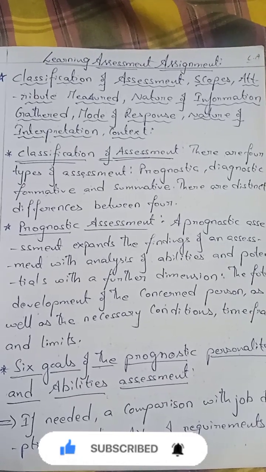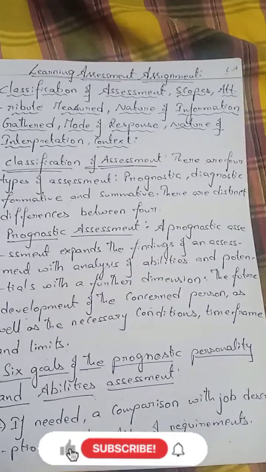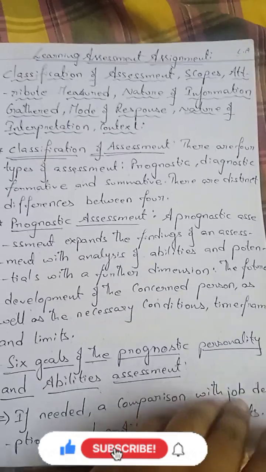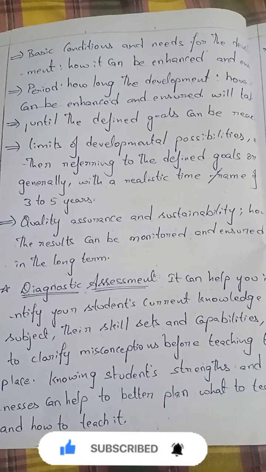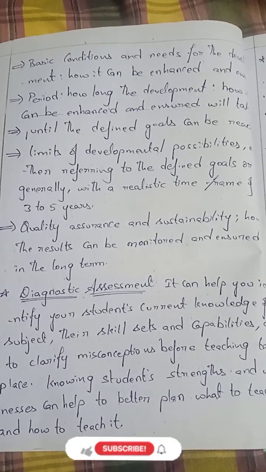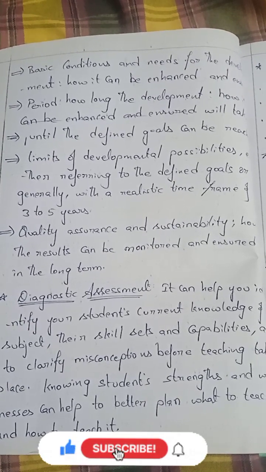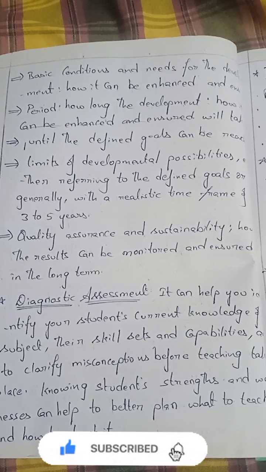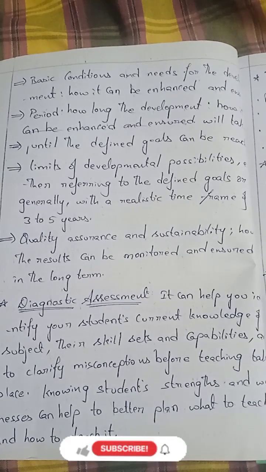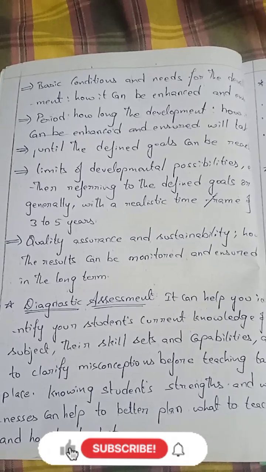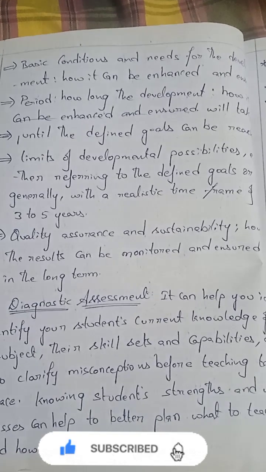Now we will see the goals of prognostic assessment of personality and abilities. If needed, a comparison with a job description and profile of requirements. Basic conditions and needs for the development, how it can be enhanced and enriched. Period, how long the development will take until the defined goals can be reached. Limit of developmental possibilities, either referring to the defined goals or generally with a realistic time frame of 3 to 5 years. Quality assurance and sustainability, and how the results can be monitored and ensured in the long term.